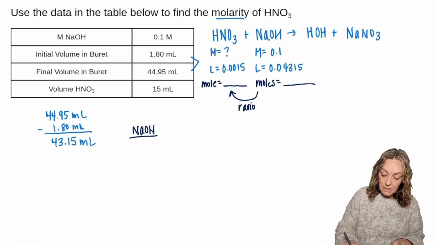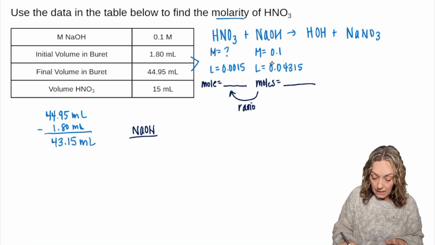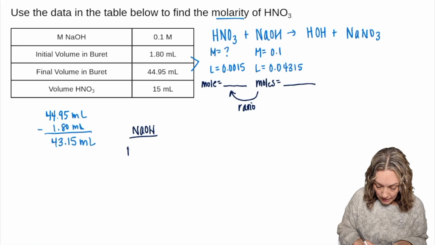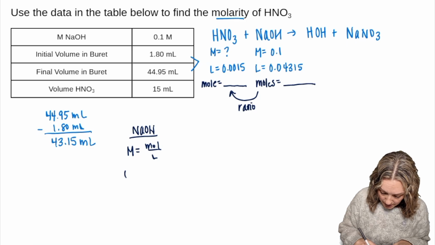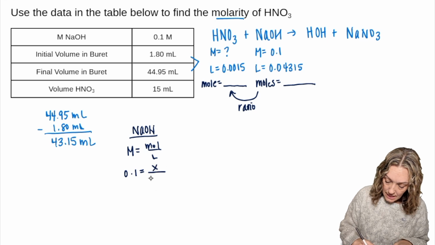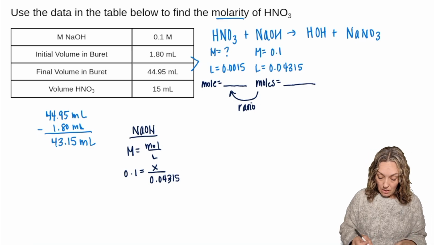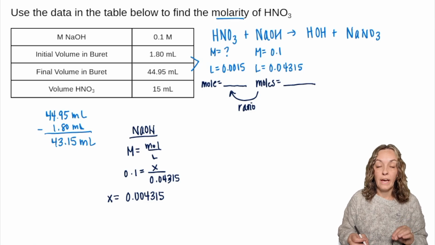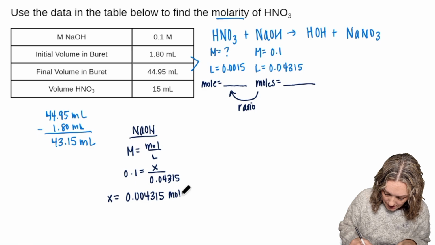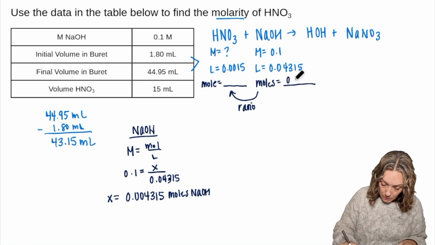When I start the problem, I'm going to start with the substance that I know more information about. In this case, I know more about the NaOH, so I'm going to start with the NaOH, and I know that molarity equals moles over liters. I'm going to substitute in what I know. My molarity is 0.1. My moles I don't know, so I'm going to call that X, and my liters are 0.04315. Now I can solve for X. X is equal to 0.004315, but I need to keep track of the unit and the substance. This is moles of NaOH. So now I know this number here.